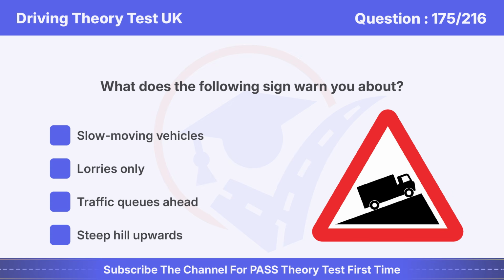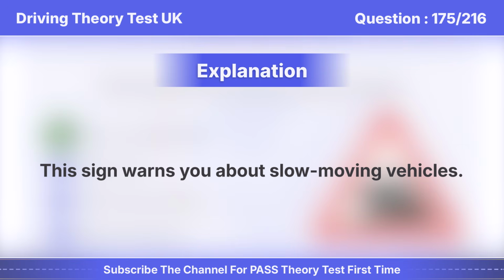Question 175. What does the following sign warn you about? Answer is A. Slow-moving vehicles. This sign warns you about slow-moving vehicles.